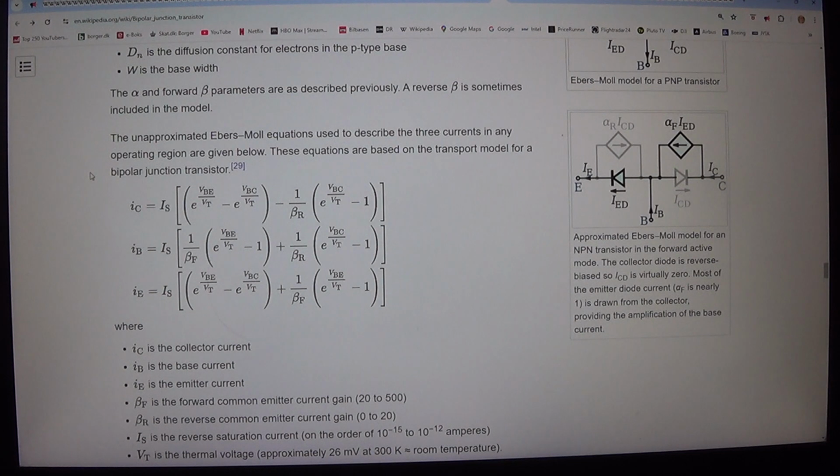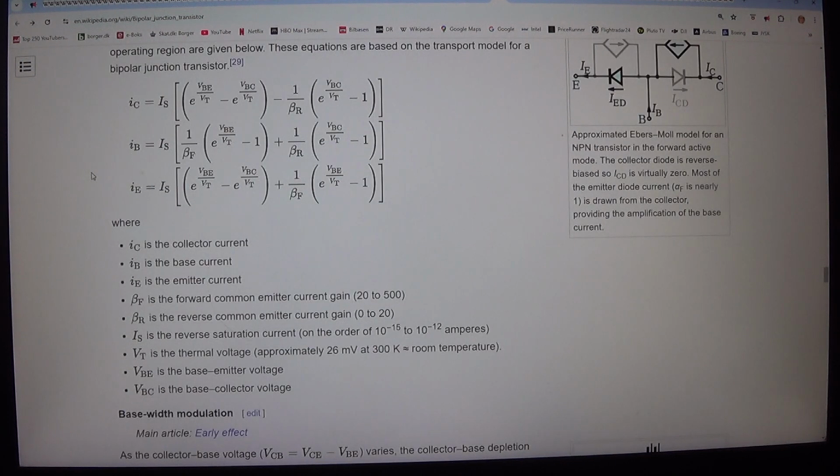3 lines. Line 1, I_C equals I_S times [(e raised to the fraction with numerator V_B and denominator V_T, minus e raised to the fraction with numerator V_BC and denominator V_T) minus the fraction with numerator 1 and denominator beta_R times (e raised to the fraction with numerator V_BC and denominator V_T, minus 1)].